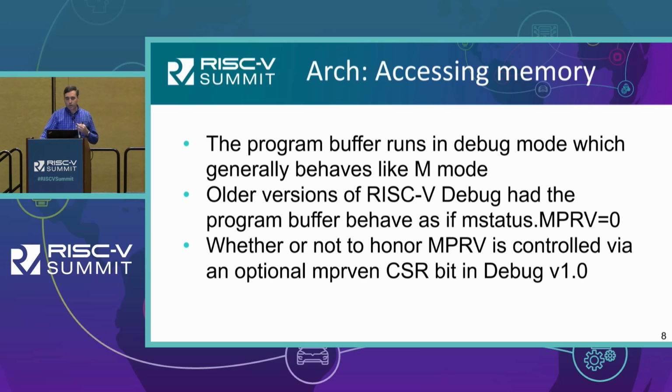But when you're debugging software in some mode other than M mode, you want to have a view of memory that matches the thing that you're debugging. So version 1.0 of the debug architecture allows MPRV to be respected if this optional MPRV enable bit is set. Now, the debugger would, of course, need to save and restore MPRV if it changes it.